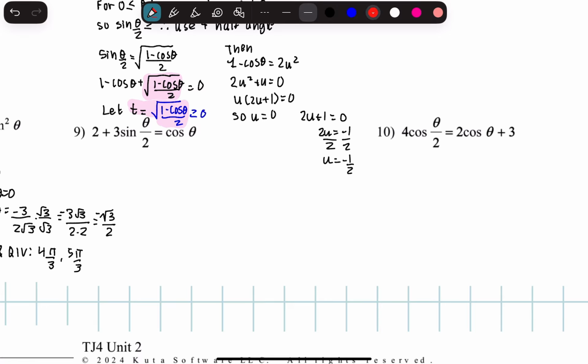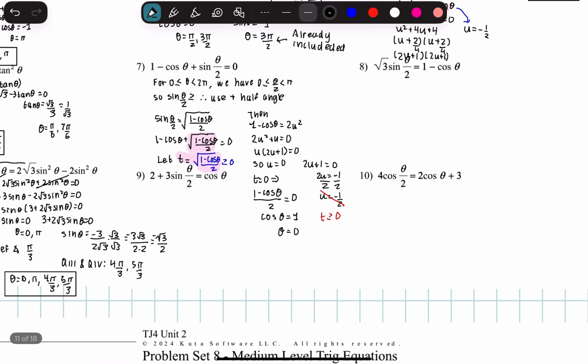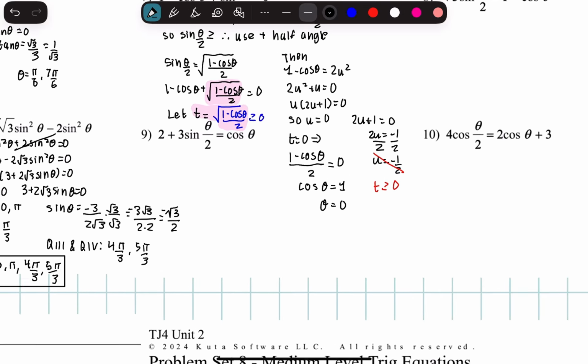this is going to be impossible because t has to be greater than 0, and so now you have t equal to 0, and you can plug this into 1 minus cosine of theta, divide that by 2, and that's going to equal 0. So then cosine of theta is just going to equal 1. Therefore theta is equal to 0. So that's it for number 7. Okay, that took up a lot of space.